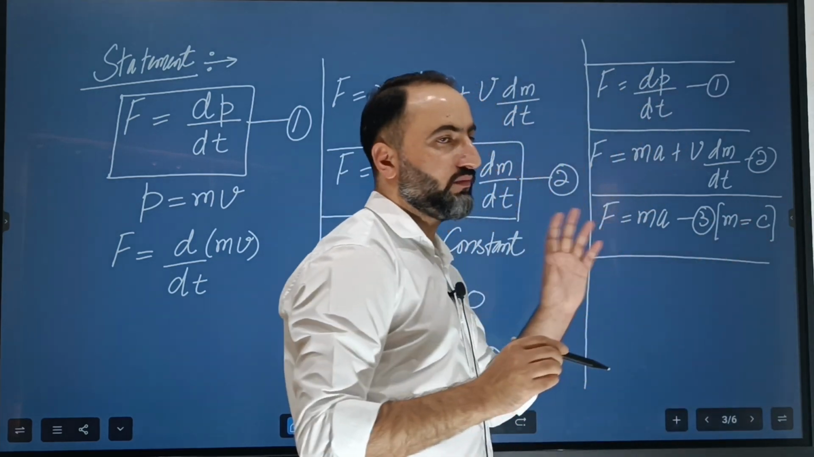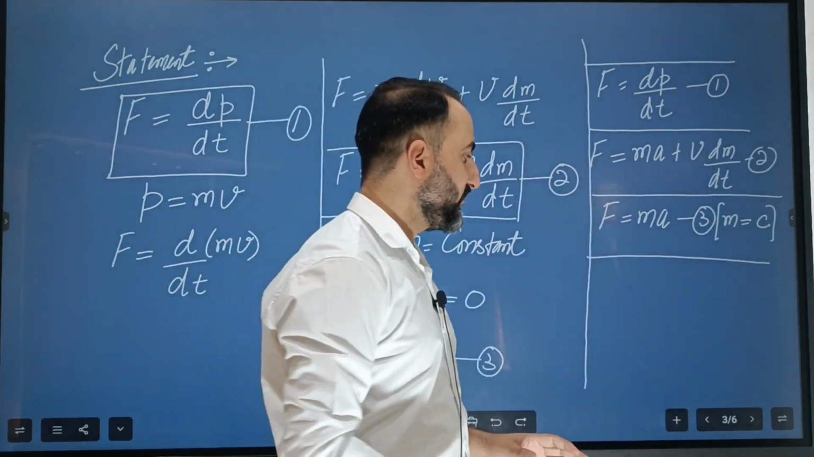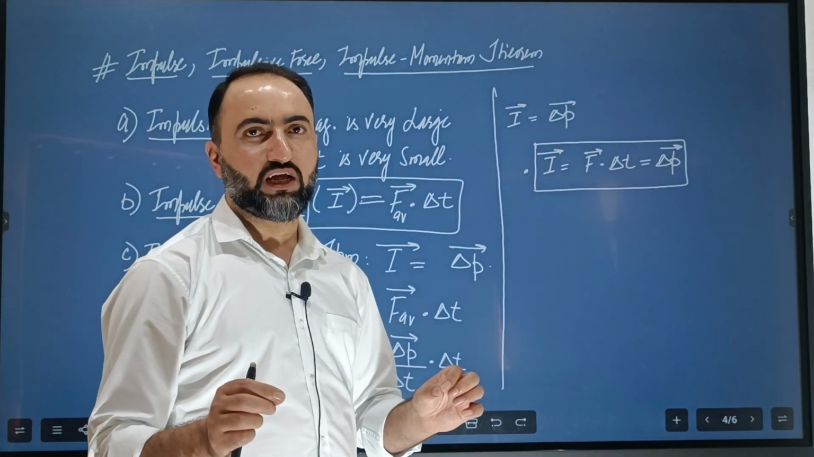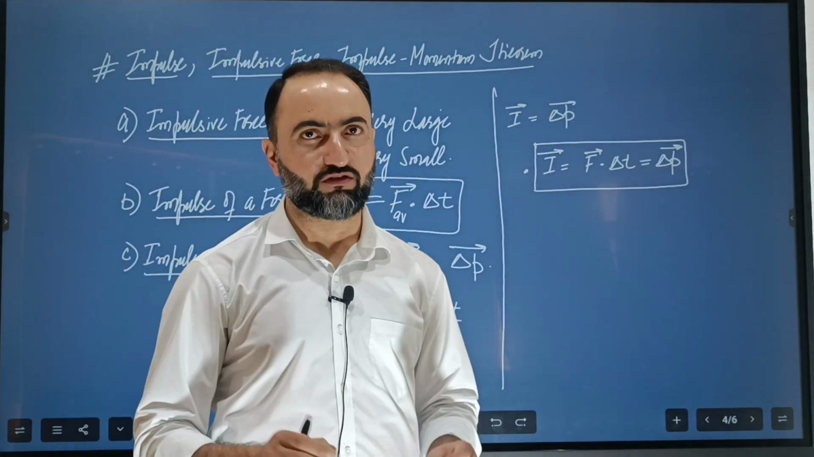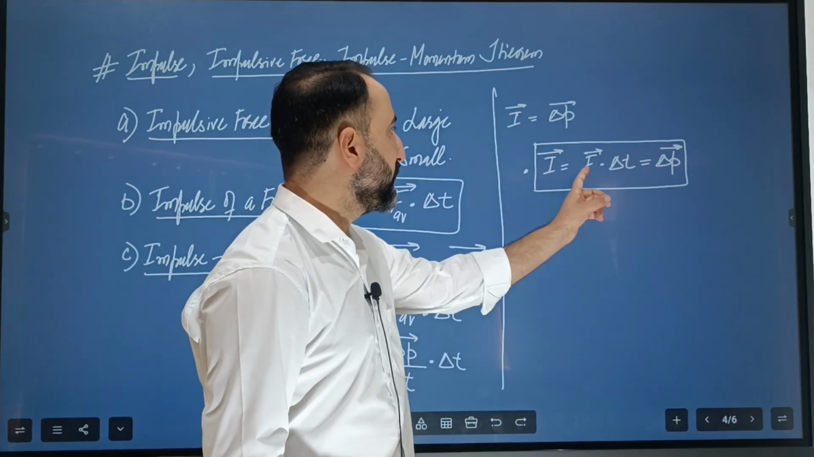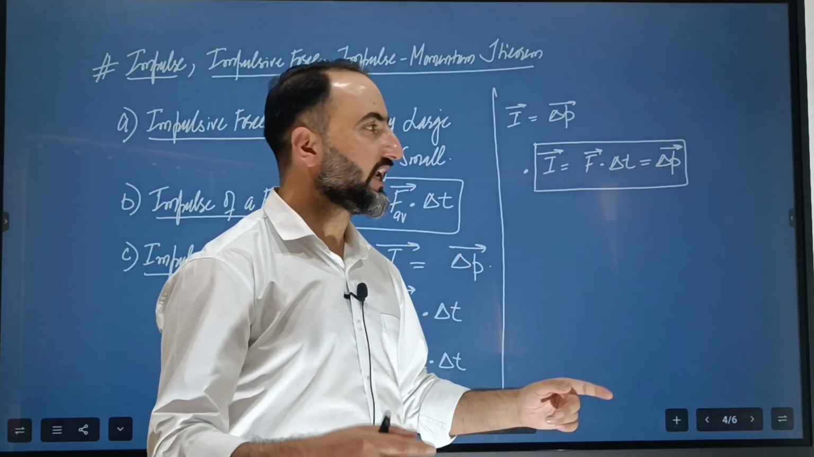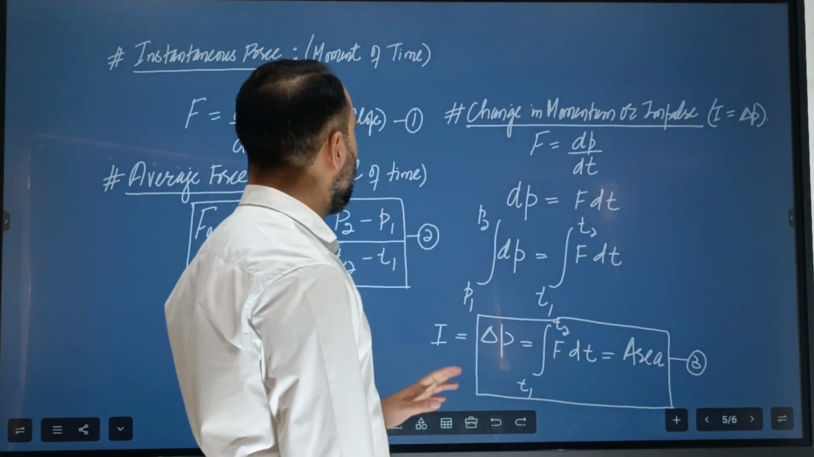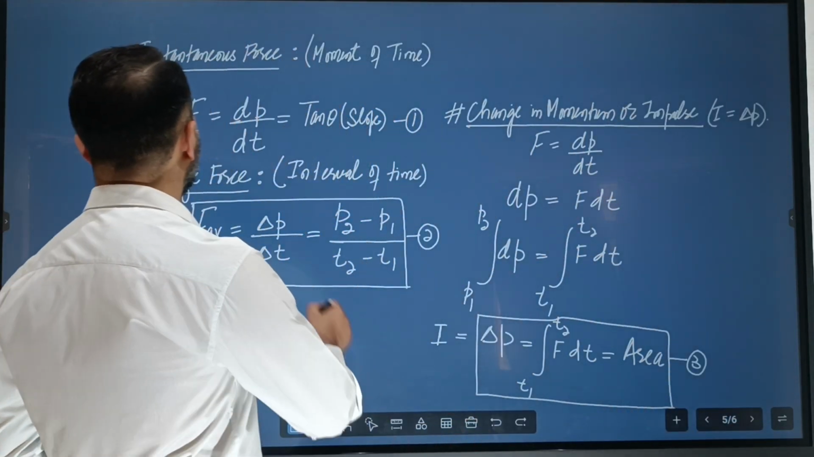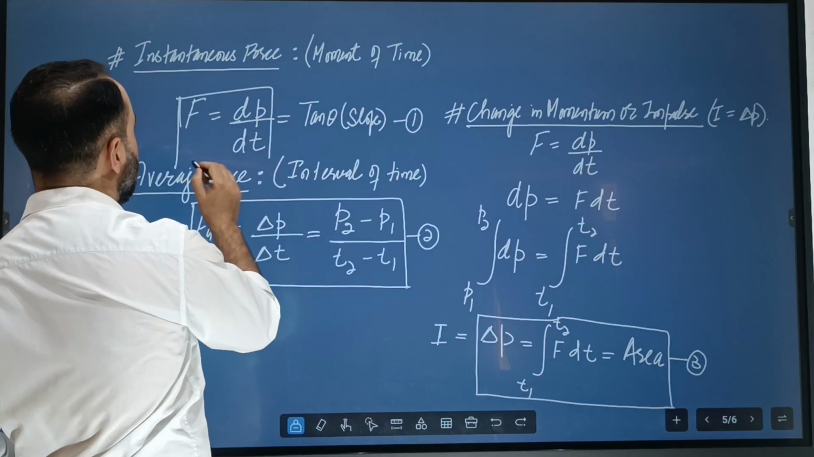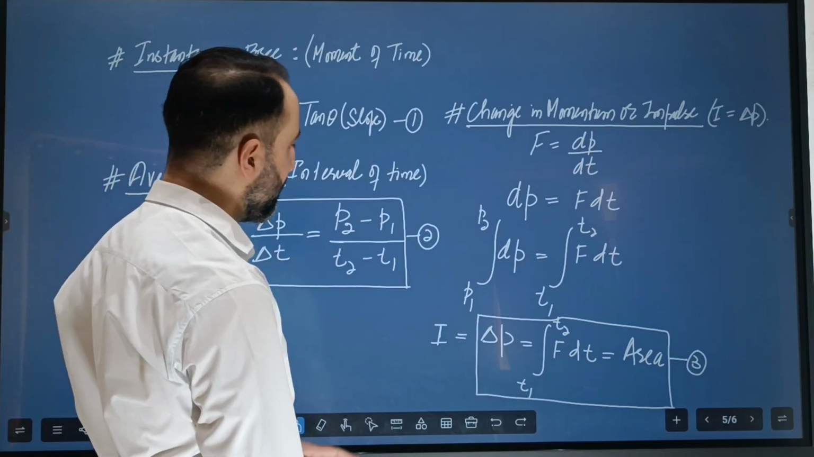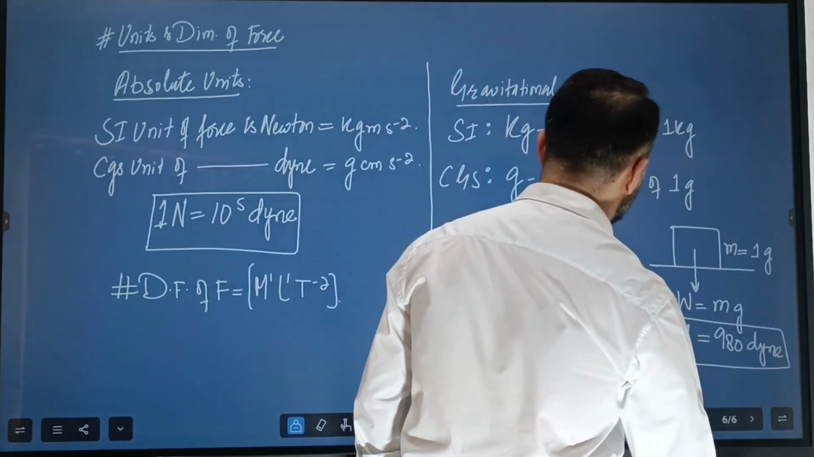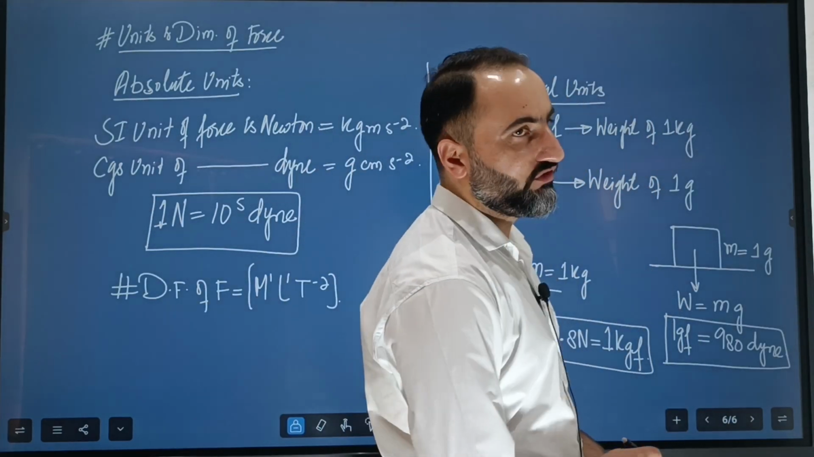We are yet to do the examples on this. So far we have not done examples on this, beta. The next is impulse, what is impulsive force, and the impulse momentum theorem. That is simply like this: impulse is equal to F into delta t, force and time, is equal to delta p, the change in momentum. Then we have discussed instantaneous force, which equals dp by dt, average force delta p by delta t, then delta p is equal to this. And then at the end we have discussed the units and dimensions of force.